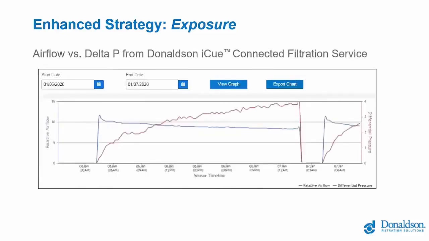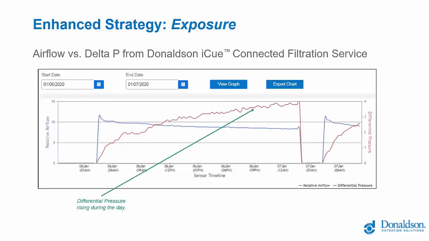So there's a fair amount of math I just talked about in technical details, but I think it helps to look at a real-world example. This is from an actual customer site who's using our IQ solution that we pulled this graph from back in January. And so you see two lines on this graph. The red line is the differential pressure, and the blue line is the relative airflow we were just talking about.